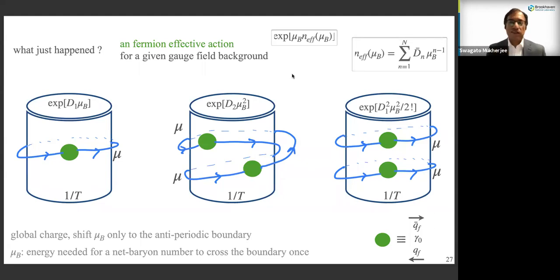What we have written down is an effective fermion action, but on a given gauge field. If you are given a background field, then you can write down the fermion action in terms of these winding numbers. So in the given gauge field background, I can write down an effective action, which is mu times this effective number density. But this effective number density itself is a function of mu b, and it is basically the sum of these winding numbers, which is the sum of the energies it takes to add fermion pairs in different combinations. So this is intuitively what the exponentiation means.